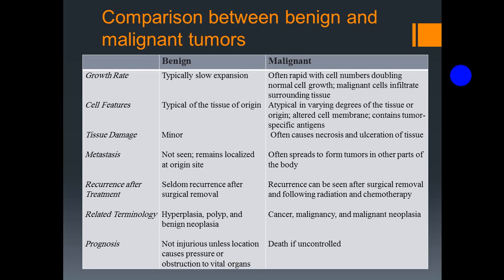Related terminologies: for the benign, the related terminologies are hyperplasia, polyp, and benign neoplasia, while for the malignant, we see cancer, malignancy, and malignant neoplasia. The prognosis of the benign tumor is not injurious unless location causes pressure or obstruction to a vital organ, while the prognosis of malignant is unfortunately death if uncontrolled.